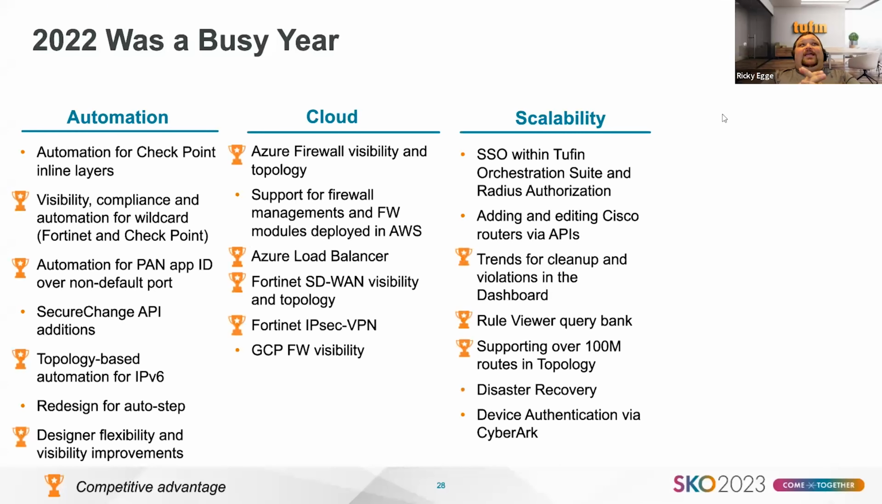So we're going to look and say 2022 was a pretty busy year here for Tufin. Some of the things that we released were full automation for Checkpoint inline layers, Panorama application ID over non-default ports, IPv6 topology. We've added Azure Firewall Visibility, Azure Load Balancer, Fortinet SD-WAN. So those are just some of the things that we've added.